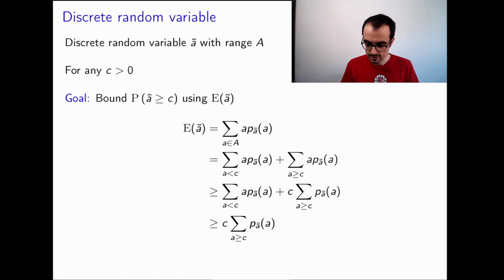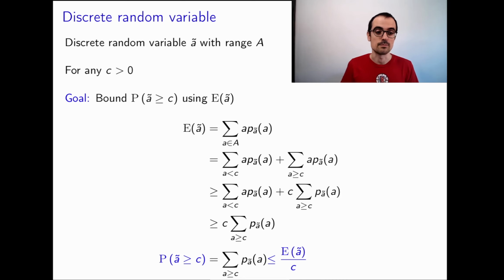Okay, so this is non-negative, because all the a values are non-negative. So we end up with this lower bound for the mean. This lower bound is exactly in terms of the probability that a is greater than c, which is equal to this sum here. That sum is going to be smaller or equal to the mean divided by c, because remember that c is positive. So we have that indeed the probability that the random variable is greater than a certain constant is bounded by its mean. Okay, the smaller the mean, the smaller the bound on the probability.